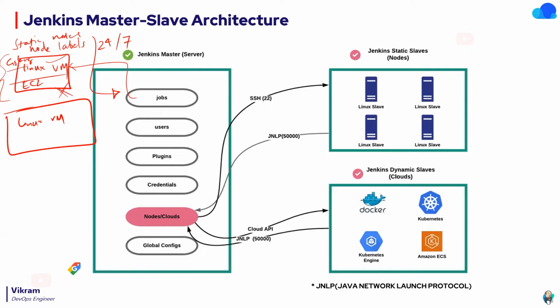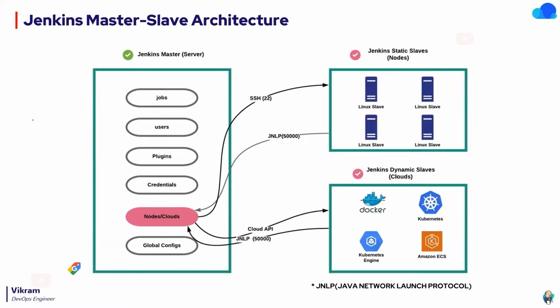Instead of having static Linux or Windows nodes, I can go with containers. Here I'll take a VM and install Docker on it. For every job that Jenkins wants to run, a container will be created in this VM, and the job will be executed inside this container. The container gets destroyed as soon as the job is done.